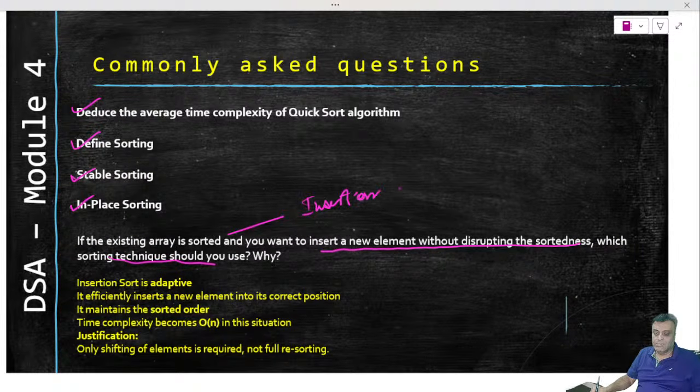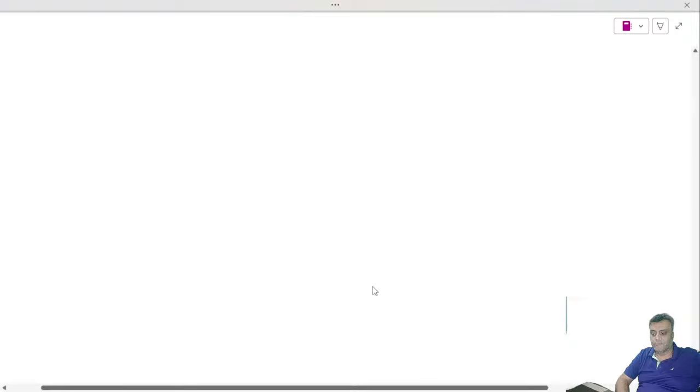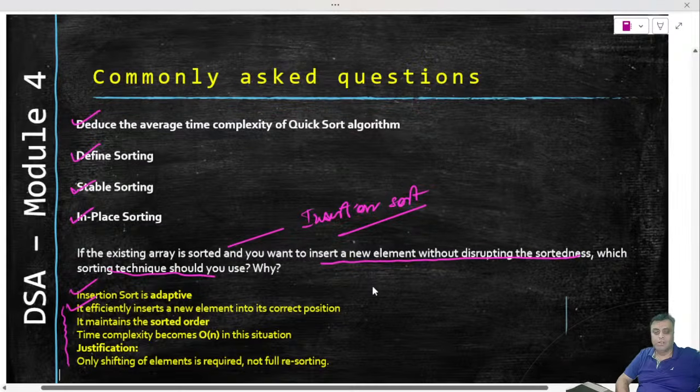If the existing array is sorted and I want to insert one element, of course the easiest way to position it in the correct position is nothing but insertion sort. Why? Because insertion sort is adaptive. It effectively inserts the new element. Whatever I have explained, the same thing is written here. You are only shifting the element, you are not iterating. Right? So that is all that we had to cover from a sorting perspective.